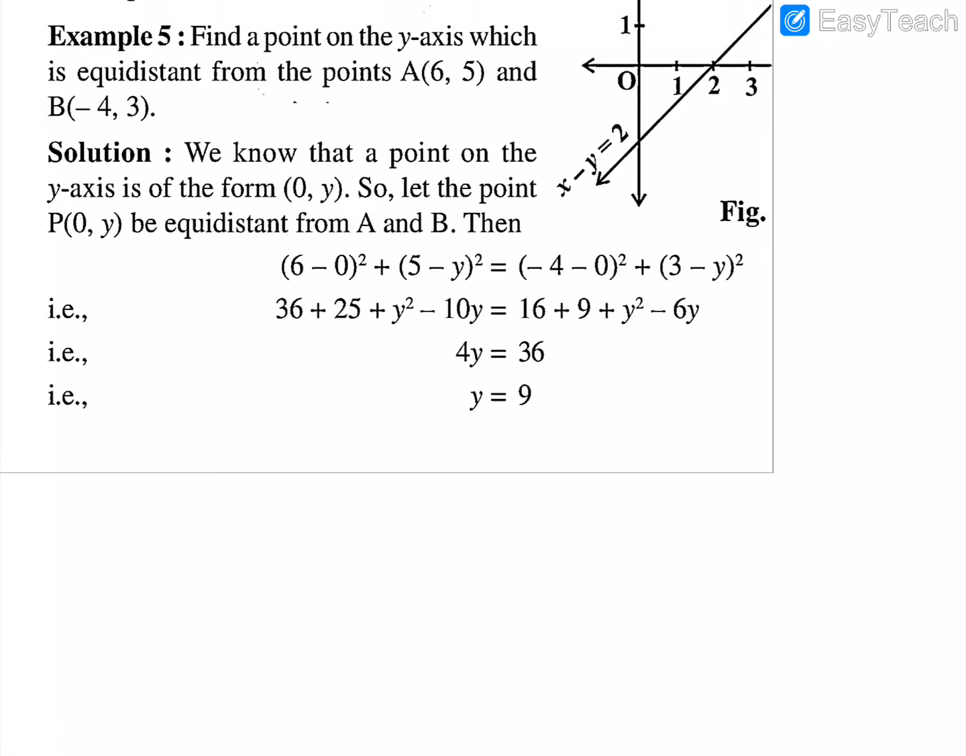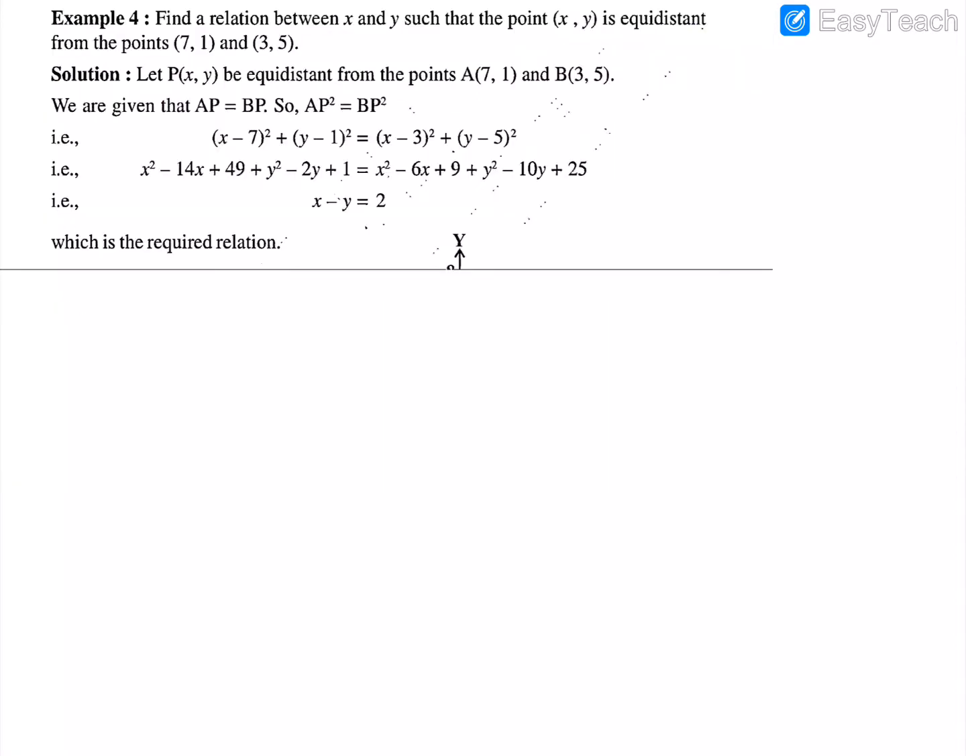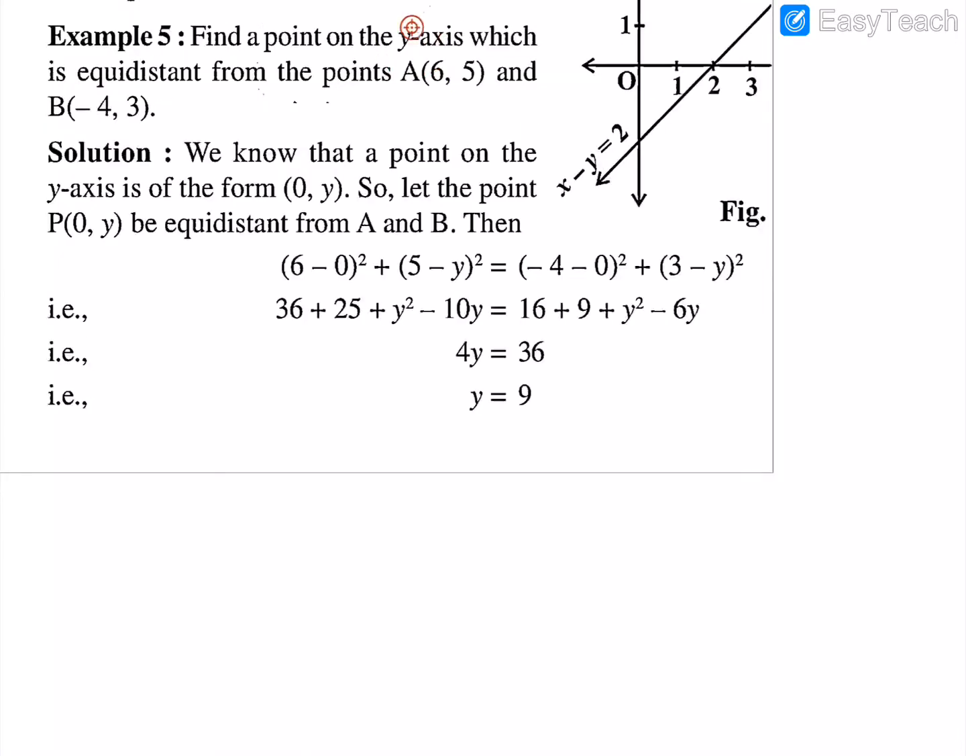See, these examples are stressed because this chapter, coordinate geometry, is a very scoring part, because in this chapter children rarely lose any marks. Very easy things, straight away formulas we are going to use. Now let us see the fifth question. Find a point on the y axis which is equidistant from these 2 points. In the previous question both coordinates were unknown, but here in this question the y-axis is given.